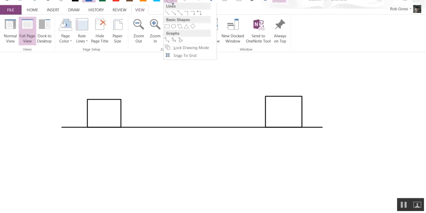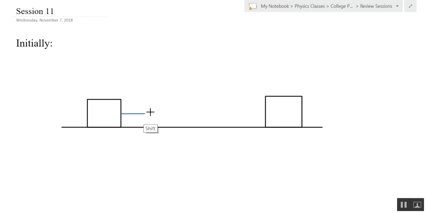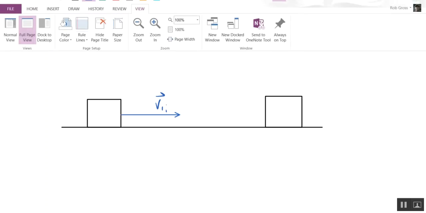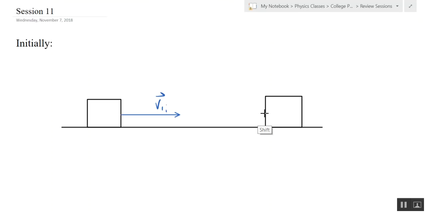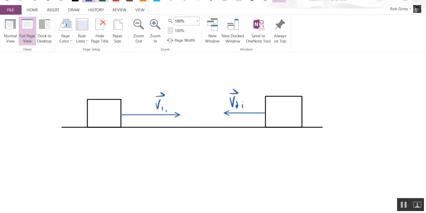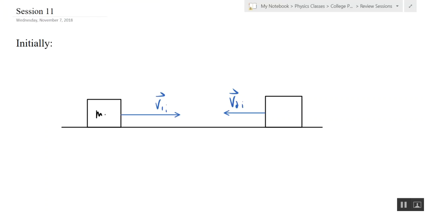So this one's going like this. Oops, sorry, it's supposed to be an arrow. This one's going like this. So you can say that this is v1i, the initial velocity of mass 1. And this one's going to the left, and that's the initial velocity of mass 2. So this is mass 1, and that's mass 2.